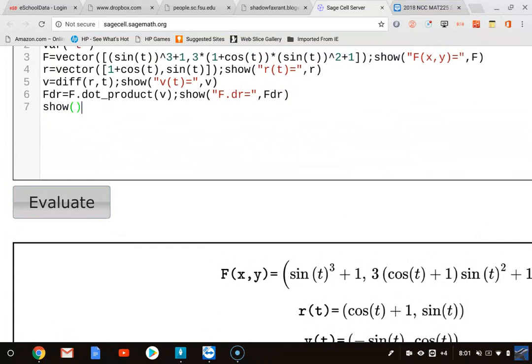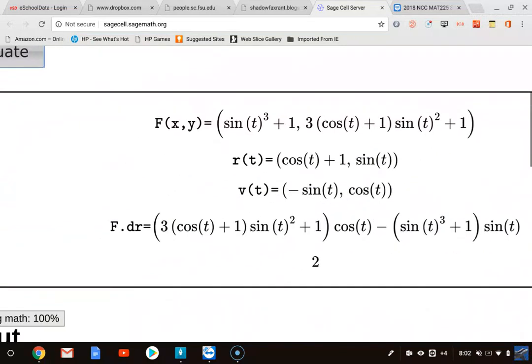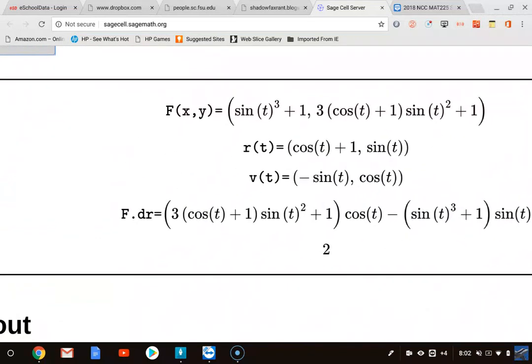So show, what did I get for this answer? Yes. Okay. Show the integral of that thing we called FDR with respect to t from negative pi to 0. And you get 2 Newton meters, whatever. Now, that was a royal pain, was it not? Enter the fundamental theorem of line integrals. Makes nice stuff for these problems.